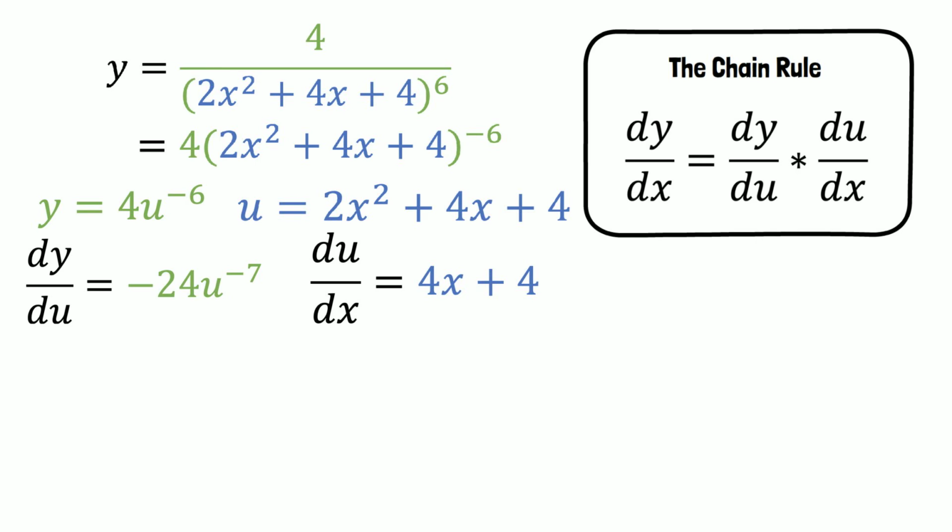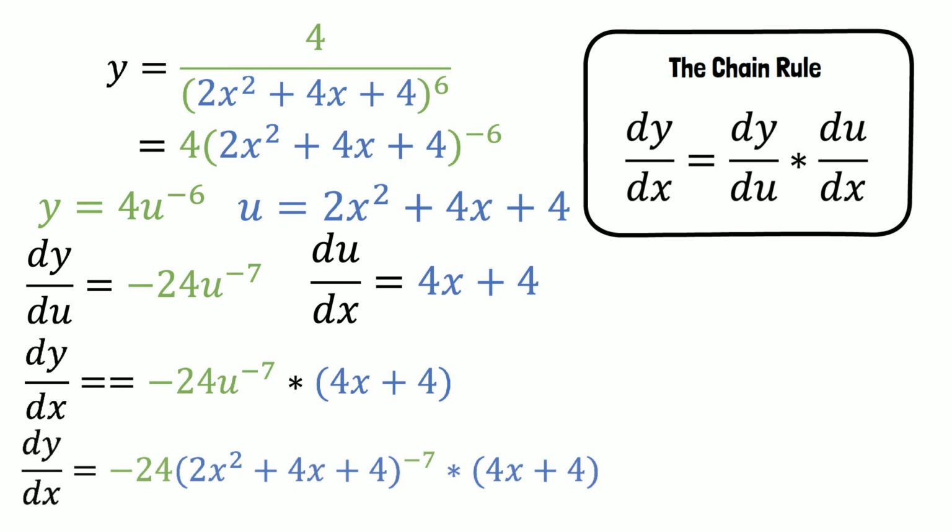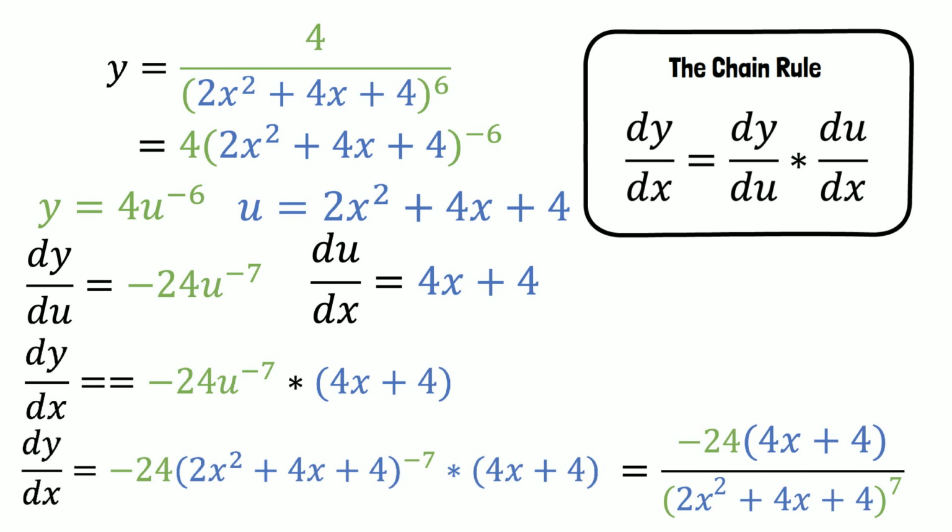As you can see from the general function of the chain rule, we can find the derivative of y with respect to x using the two answers we have just found. The derivative of y with respect to x equals minus 24u raised to the power minus 7 multiplied by 4x plus 4. We can now substitute 2x raised to the power 2 plus 4x plus 4 for u. This gives us minus 24 multiplied by 2x raised to the power 2 plus 4x plus 4 raised to the power minus 7 multiplied by 4x plus 4. We can rewrite this as minus 24 multiplied by 4x plus 4 divided by 2x raised to the power 2 plus 4x plus 4 raised to the power 7.